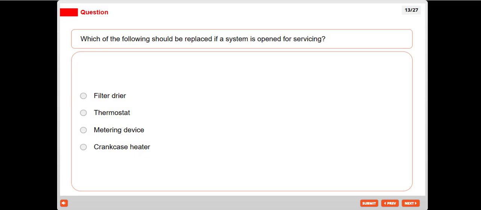Which of the following should be replaced in the system if the system is open for servicing? Filter dryer.